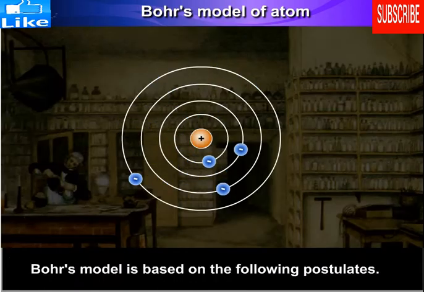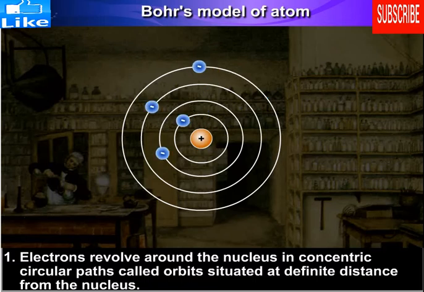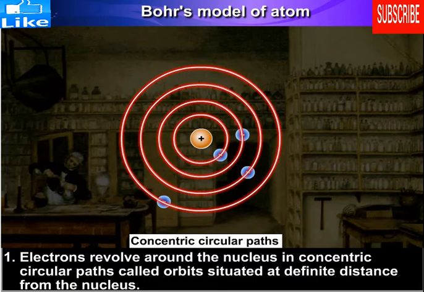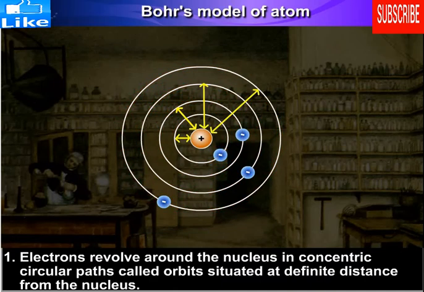Bohr's model is based on the following postulates. 1. Electrons revolve around the nucleus in concentric circular paths called orbits situated a definite distance from the nucleus.